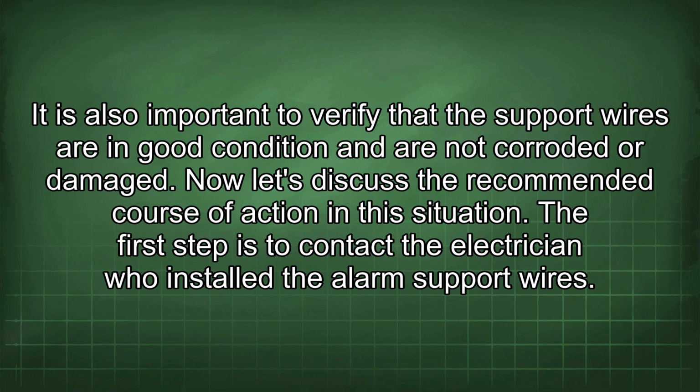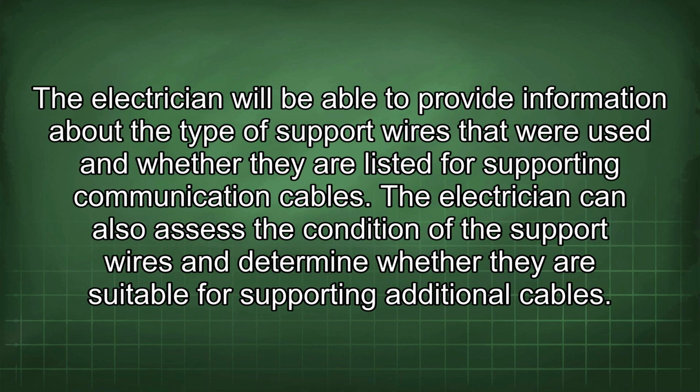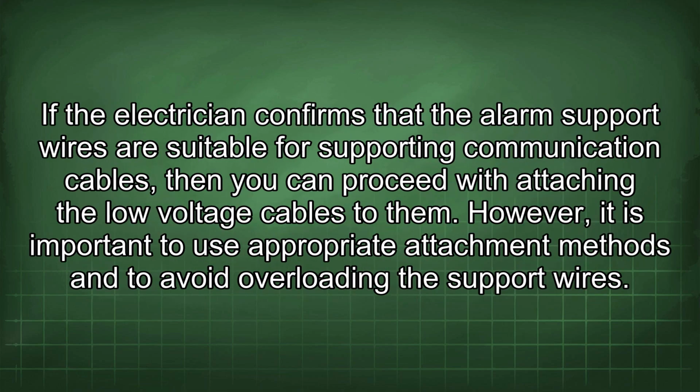The first step is to contact the electrician who installed the alarm support wires. The electrician will be able to provide information about the type of support wires that were used and whether they are listed for supporting communication cables. The electrician can also assess the condition of the support wires and determine whether they are suitable for supporting additional cables. If the electrician confirms that the alarm support wires are suitable for supporting communication cables, then you can proceed with attaching the low voltage cables to them.